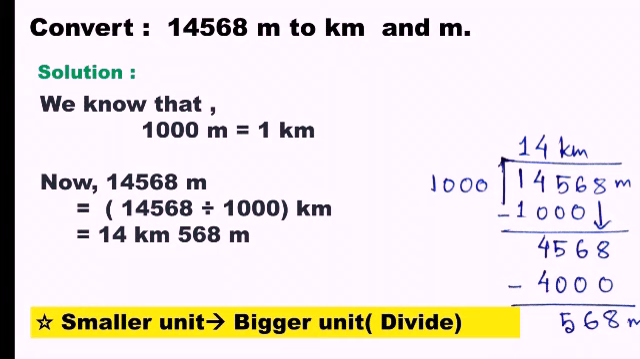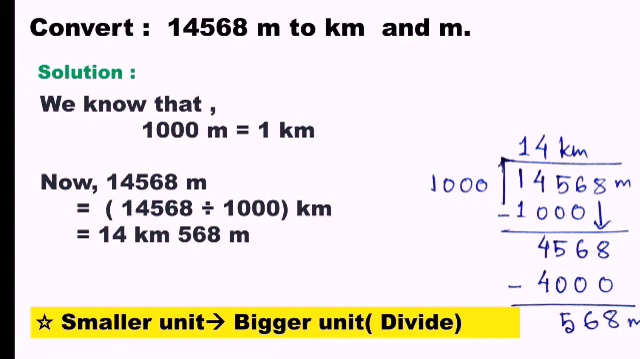I have written kilometer here, and I have written the answer also, but you need to find the answer below the question, meaning you have to show the division also. Here I have shown it on the right side. See the division. I have to divide 14,568 by 1000. So what have I done here?